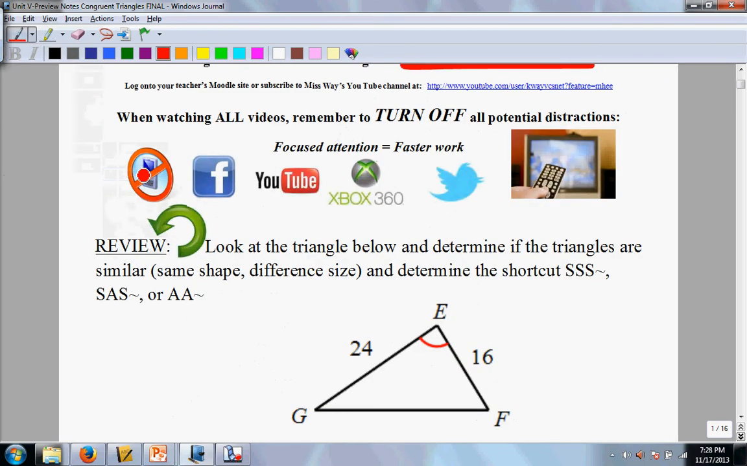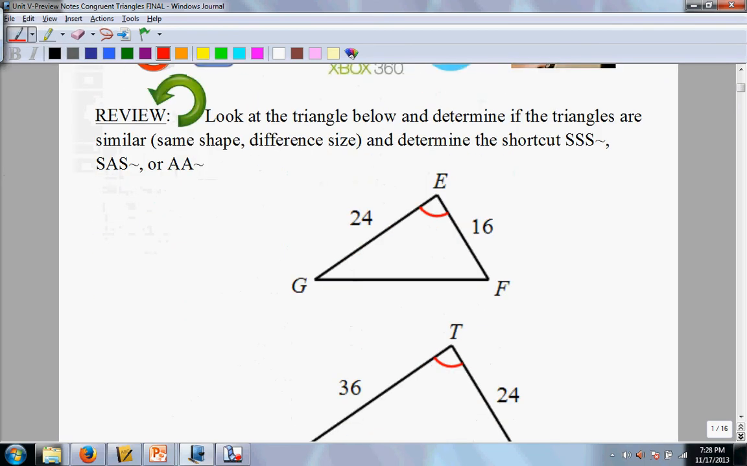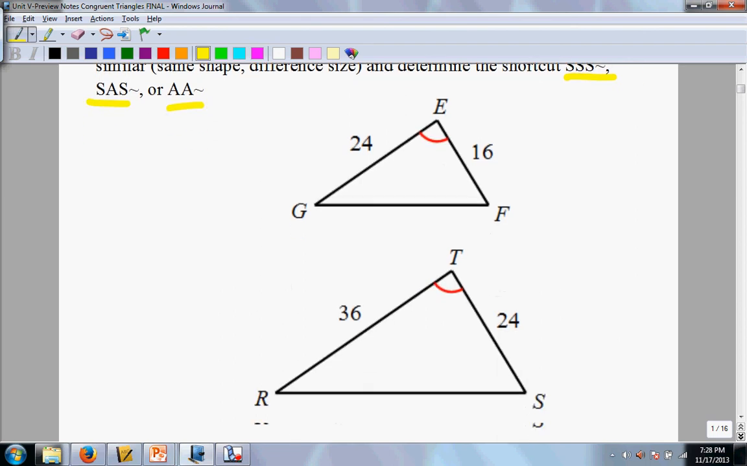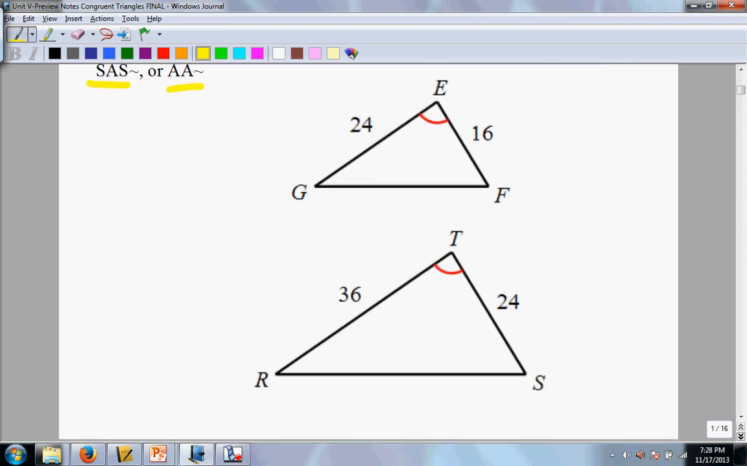Let's review where we've been. In a previous unit we talked about similarity, which are items that have the same shape but different size. I'd like you to look at the triangles below and determine if the triangles are similar, same shape, different size, and determine the shortcut: side, side, side, side, angle, side, or angle, angle similarity. Let's closely observe what we have.